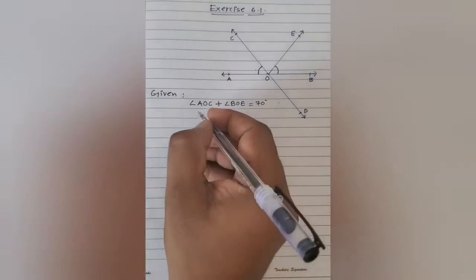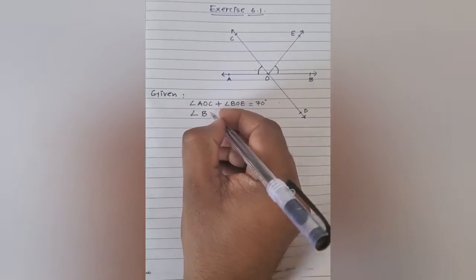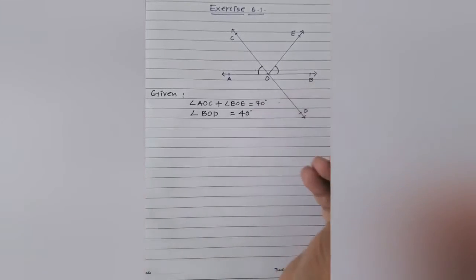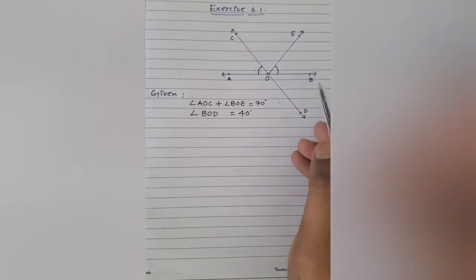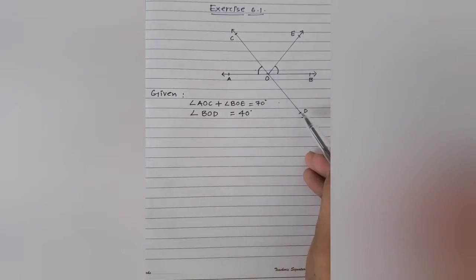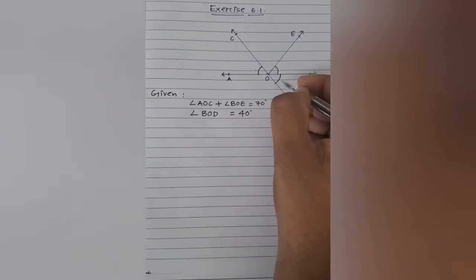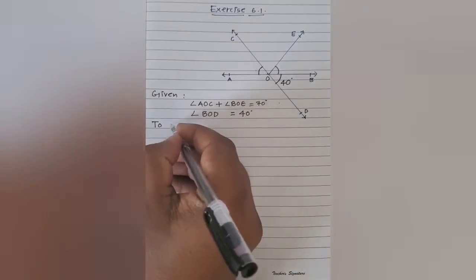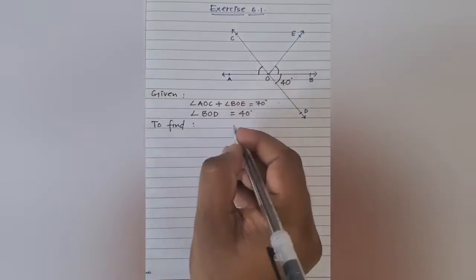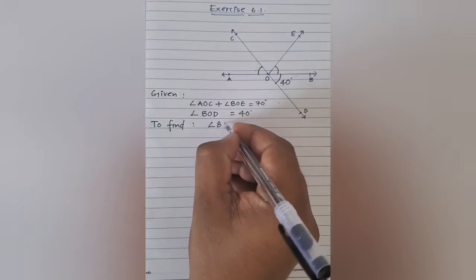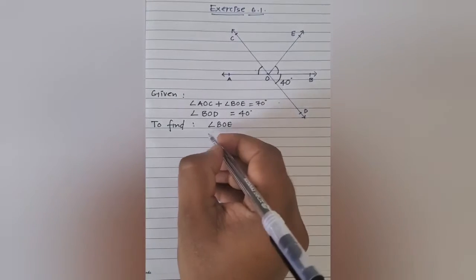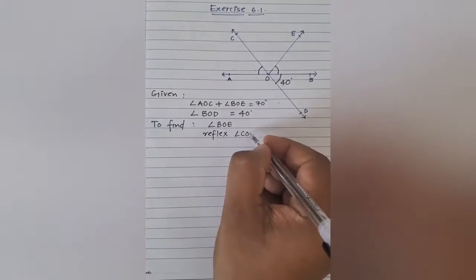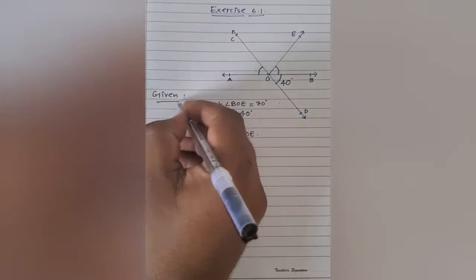What else is given? That angle BOD is equal to 40 degrees. Where is our angle BOD in the figure? Here it is. So this angle is individually 40 degrees. Now, what are we supposed to find? We have been asked to find angle BOE and reflex angle COE. Now, how shall we proceed?